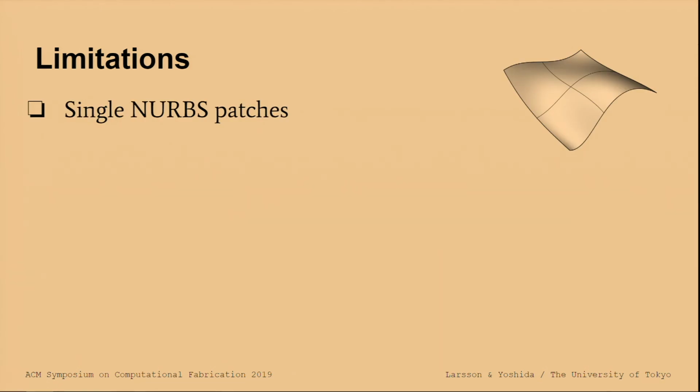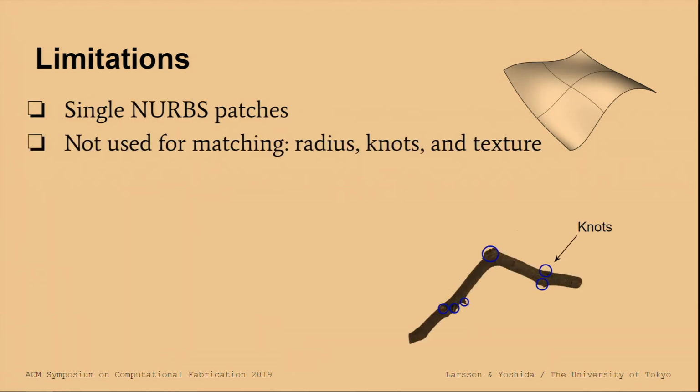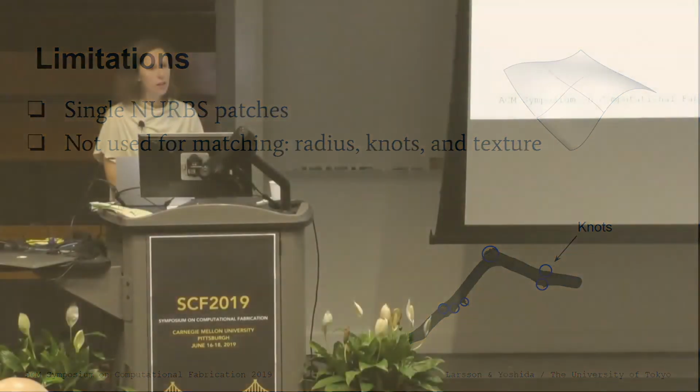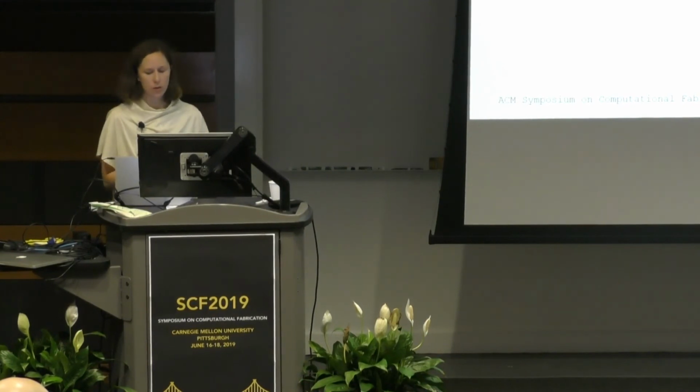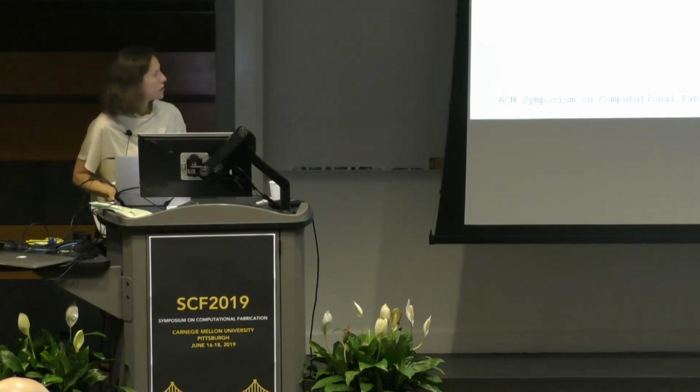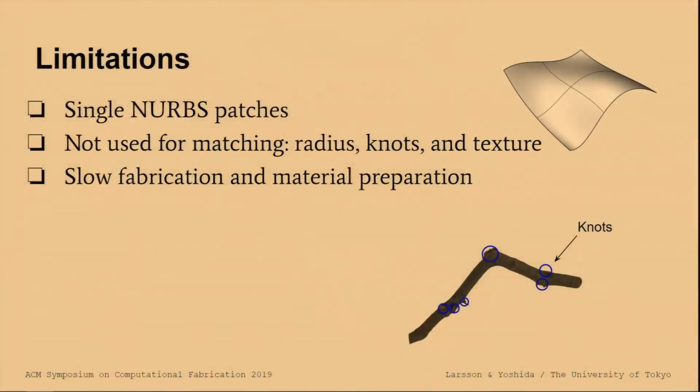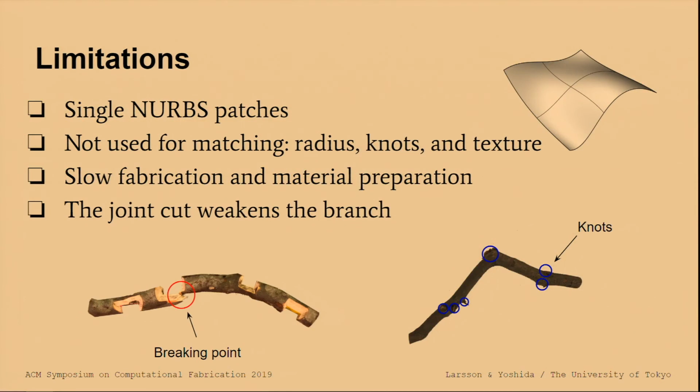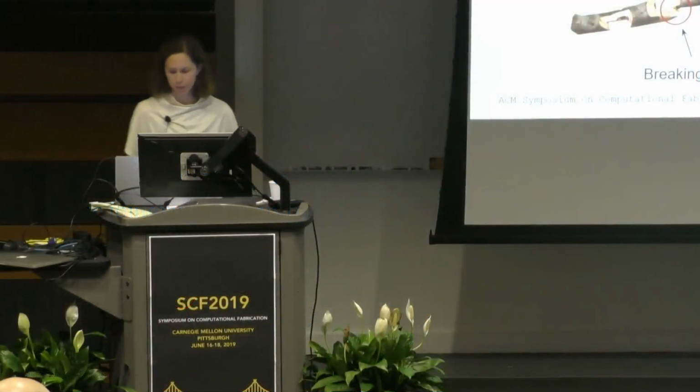And as for limitations, we only take single NURBS patches as input. We only consider the skeleton of the branch in the matching. We don't consider other characteristics such as radius, knots, texture, and color in the matching. The fabrication process and material preparation is quite slow. And actually, the joint cut weakens the branch. The point of failure is at the joint.